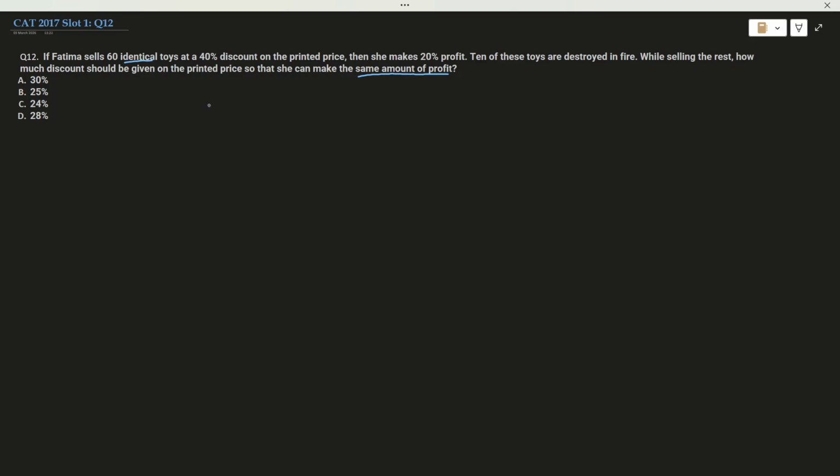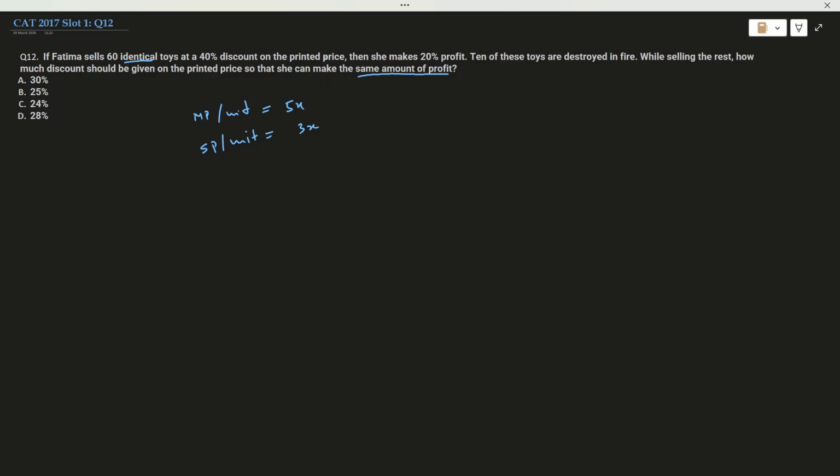Identical toys means the mark price or the printed price will be same for all the toys. So let's say the mark price is, this is 40% discount, so let's say 5x. Mark price per unit is equal to 5x. So what is the selling price? Selling price per unit will be, she is giving 40% discount. That means she is selling at 60% of the mark price. So 3x.